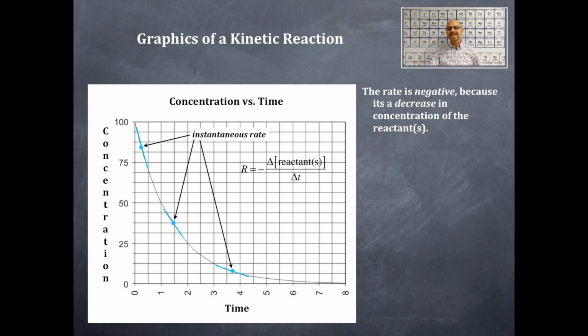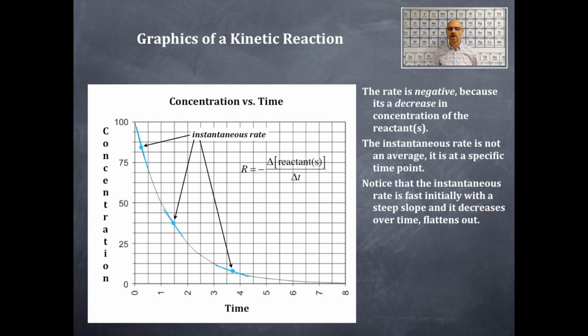Okay, so the rate is negative because it's a decrease in the concentration of the reactants, and rate laws are always with respect to the reactants only. Reactants and potentially the catalyst if the catalyst is involved, but never the products. The instantaneous rate is not the average, it is at a specific time point. And that's why there's that slope for each one that I've drawn for you. Notice that the instantaneous rate is fast initially with a steep slope, and it decreases over time or flattens out. So you should see those three instantaneous rate points that I have drawn.